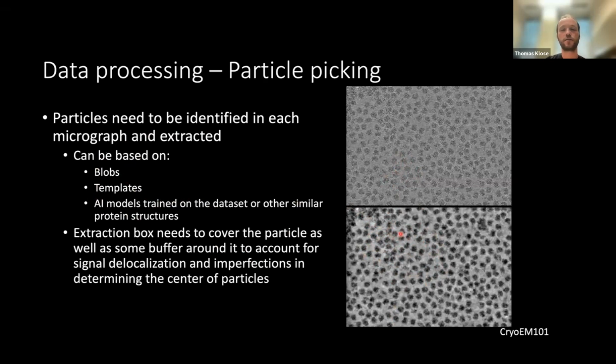Once you have identified all your particle locations, you need to extract them with a box around them. In very simple terms, this box obviously needs to cover your particle, so it needs to be as big as your particle. But we also need some buffer around it because of this defocus that I was describing earlier: some of the high resolution signal gets delocalized from the center of the particle. And if the algorithm is not 100% perfect in identifying the center of the particle, you also want some buffer so that your particle can move around. Practically speaking, you usually take a box that is about 1.5 times as big as your particle.